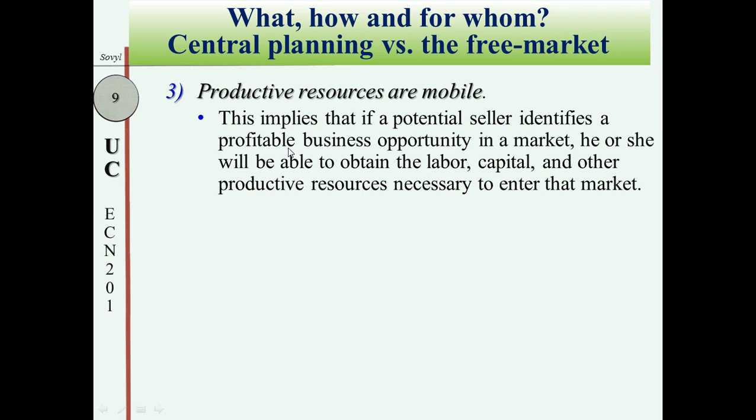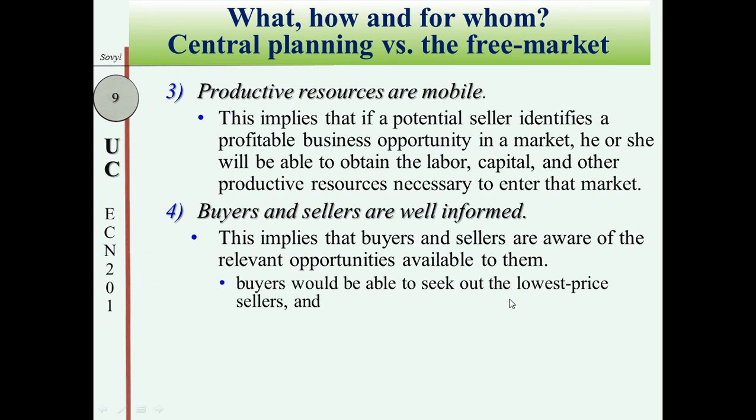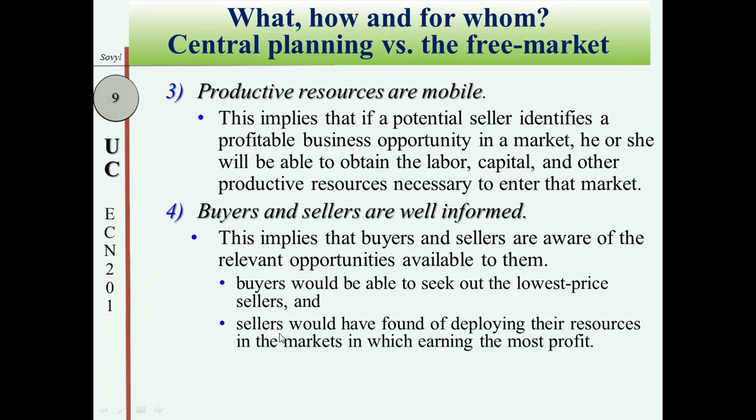Okay, more profit. Buyers and sellers are well informed because information is free flow in the market. That's why buyers can find who sells at a lower price, and sellers can find which business earns the most profit, or which market, or which product, which services earn the most profit.